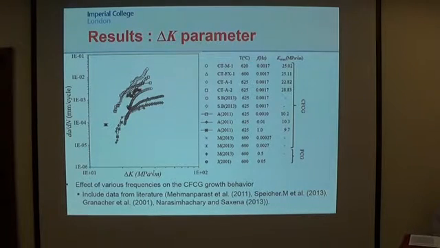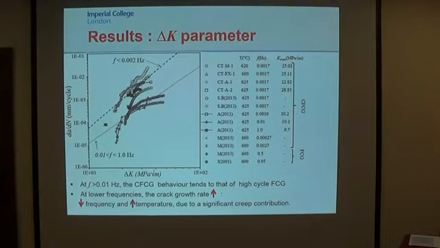So to further analyze this result, I have mapped the regression fit line to the data. So this regression fit line shows the behavior at the low frequency and at the high frequency. At the high frequency, the creep fatigue crack growth tends to become the pure fatigue crack growth. And at the lower frequency, the crack growth rate increases with the decreasing of frequency and an increase in temperature. This is due to the significant creep contribution.